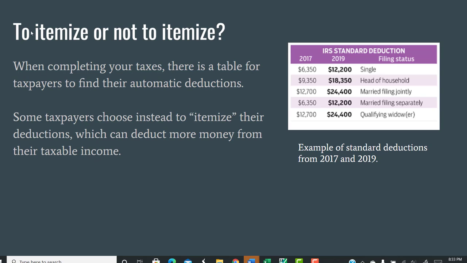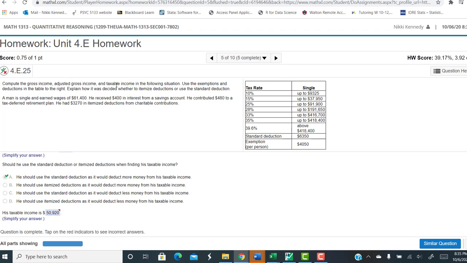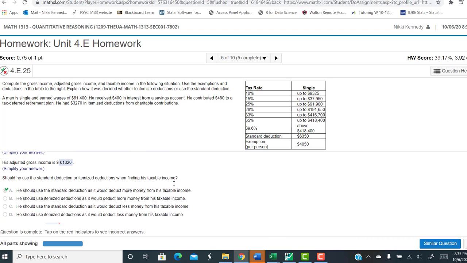So the choice is to itemize or to not itemize. In the question in your homework, you're going to have to compare the standard deduction to what they would have if they were to itemize their deductions. Often, and I'd say definitely in my experience, it's just best to take the standard deduction rather than itemize, because it's usually either very, very close or the standard deduction is greater than that. I wanted to show you this because I thought that part of this was a little bit tricky.